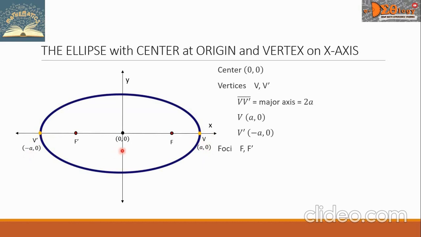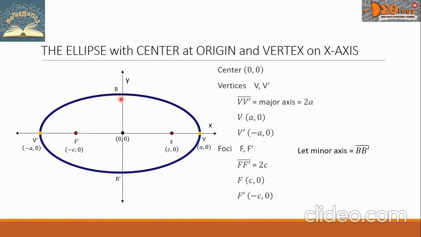Let us now plot the foci, denoted by F and F prime. The line segment connecting these 2 foci, let us denote this to be 2c. In that case, we can write the coordinates of the foci respectively. For this F, we will write (c, 0), and the F prime is (-c, 0).